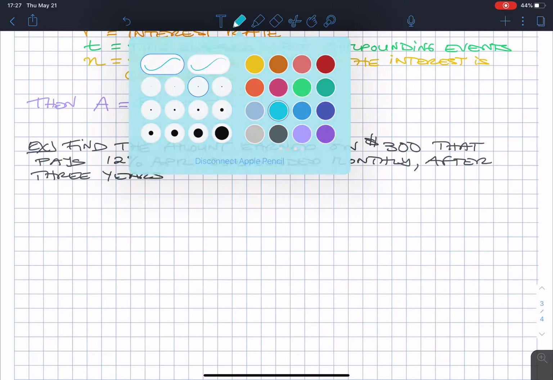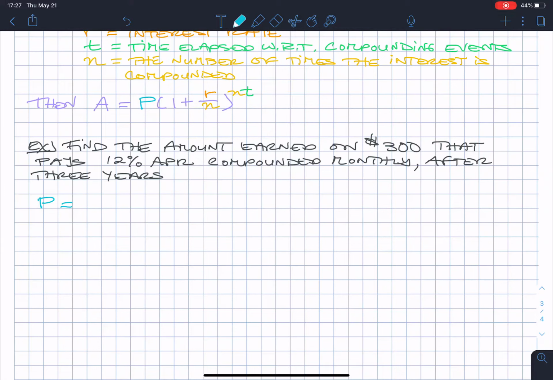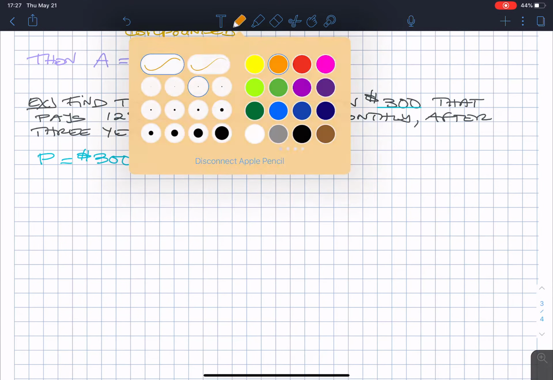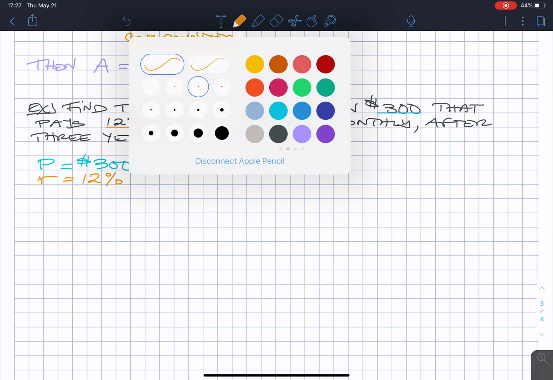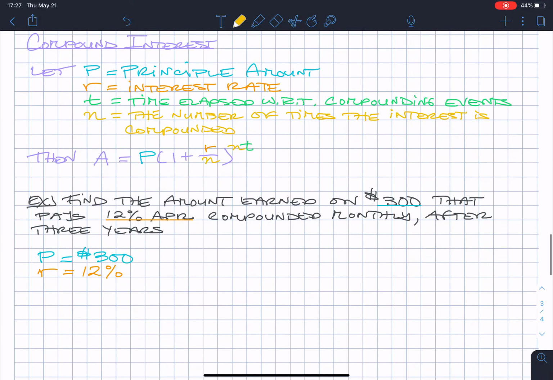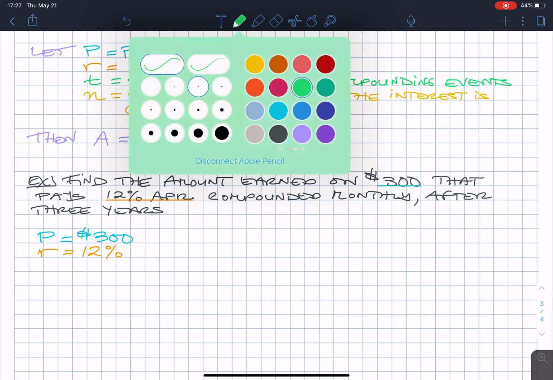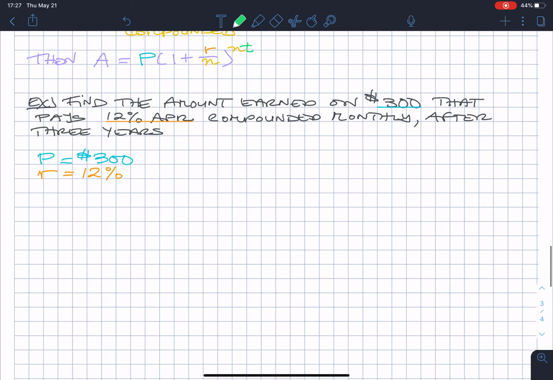Okay, so first, what is my principal amount? Well, that's $300, right? What is the rate? And what color did I use? Orange. So the rate is 12% APR. So my rate is 12%. Now let's do t, the time. So 3 years is the time I'm dealing with here. So t is 3 years.